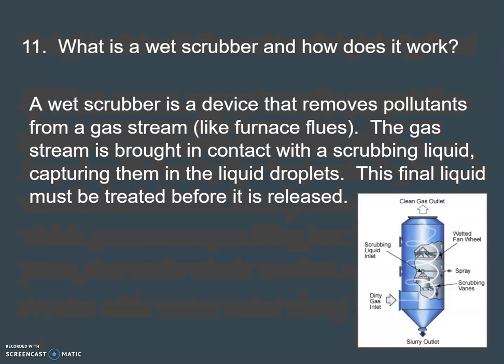What is a wet scrubber and how does it work? It's a device that removes pollutants from a gas stream like a furnace flue or from a power plant. The gas being produced is brought into contact with the scrubbing liquid, which captures them in liquid droplets, and then that final liquid must be treated before it is released. So it's a sort of fan and scrubbing thing that allows the particles in that steam to be recollected.